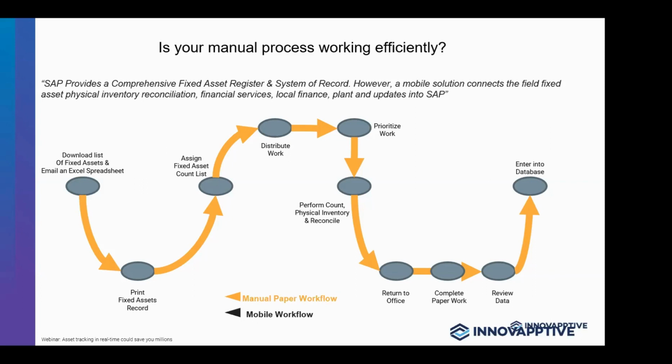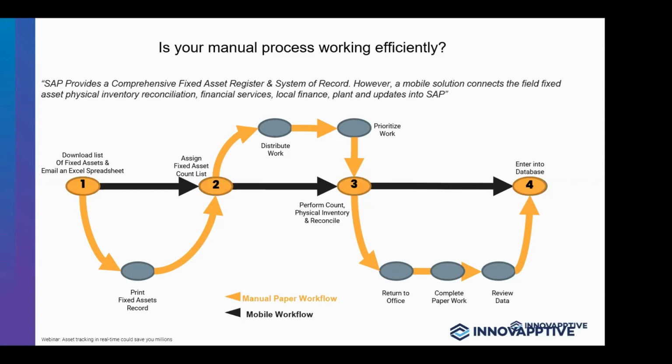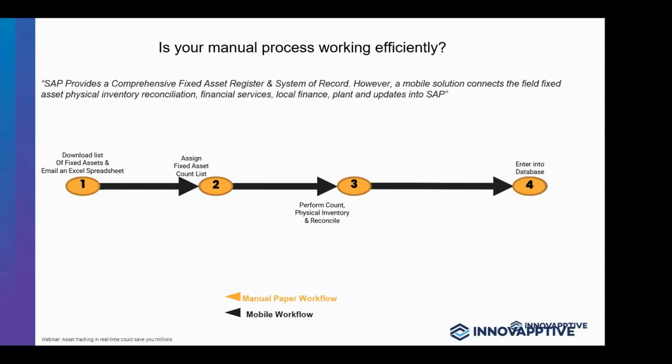What we really want to do, and our goal, is to straighten this line out. We want to get from point 1 to point 4 without all the manual touch points. So how can we do that? How can we go straight from SAP through a handheld device and straight back into finance and into SAP, eliminating everything else?